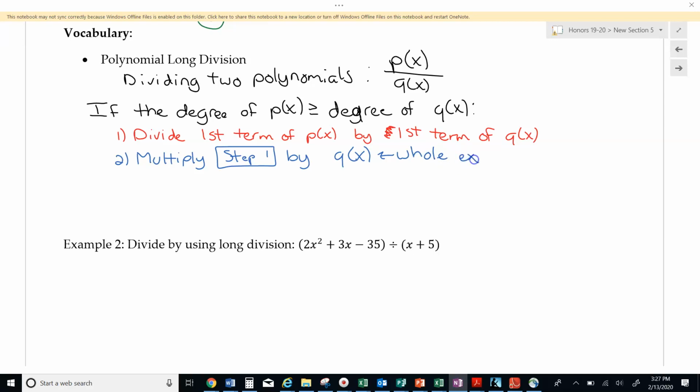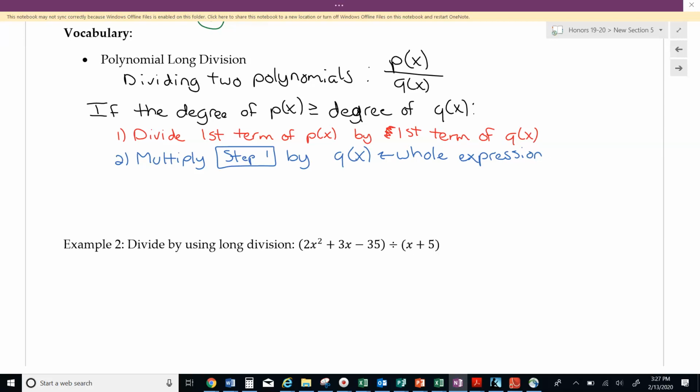Whole expression. Okay, so before in step 1 it was just the first term of it, and now it's the whole expression. So that's a little bit weird.